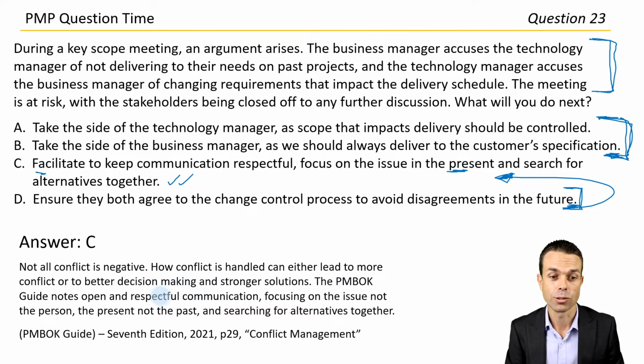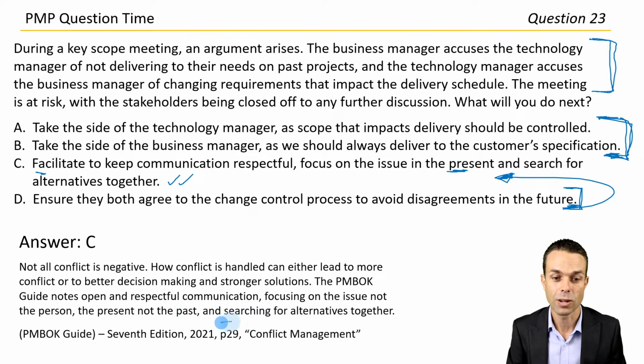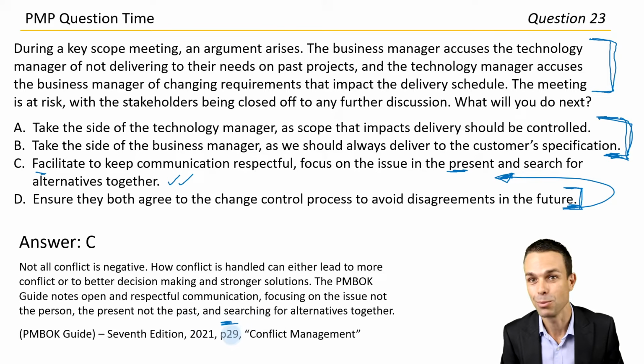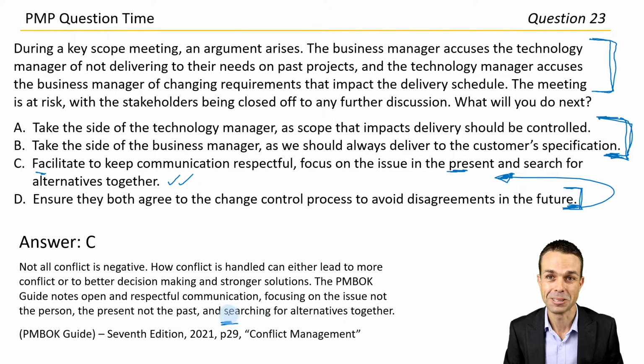The PMBOK Guide notes open and respectful communication, focusing on the issue, not the person, and the present, not the past, and searching for alternatives together. And that's on page 29 under conflict management in the PMBOK Guide 7th edition. That was really good. All right, how did you guys go with that one? A few correct answers potentially there as well.